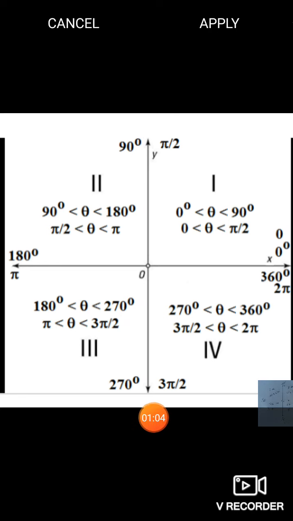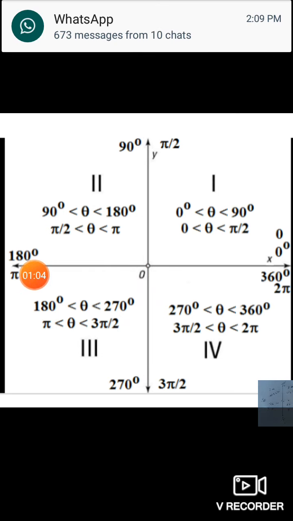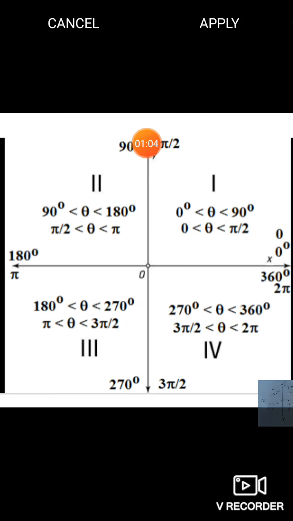If you are asked to find out 270 degree means in which quadrant it lies, we cannot mention in which quadrant it lies, but we can say that 270 degree is on the imaginary y-axis, the y dash, the negative y-axis. And 180 degree, in which quadrant does it lie? We cannot say, because it directly lies on the axis. So we can say that 180 degree lies on negative x-axis. Similarly, 90 degree lies on positive y-axis, and 0 degree or 360 degree lies on positive x-axis.